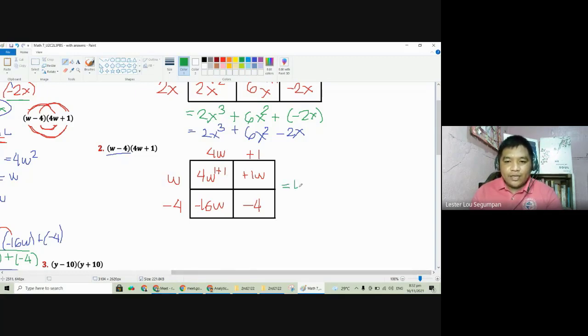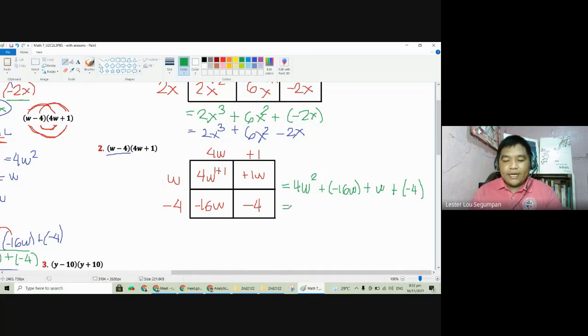So we start with this 4W squared, since 1 plus 1 is already squared. All right, let me write it here first. Plus, separate by a plus, negative 16W. And you have here plus 1W or simply W, and plus again parentheses for negative 4.